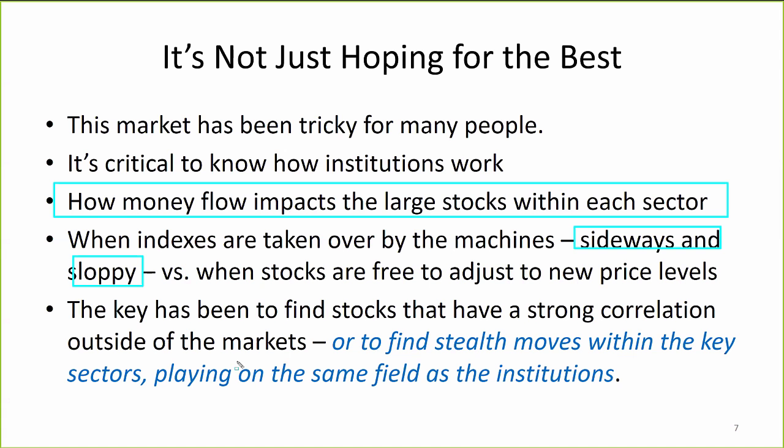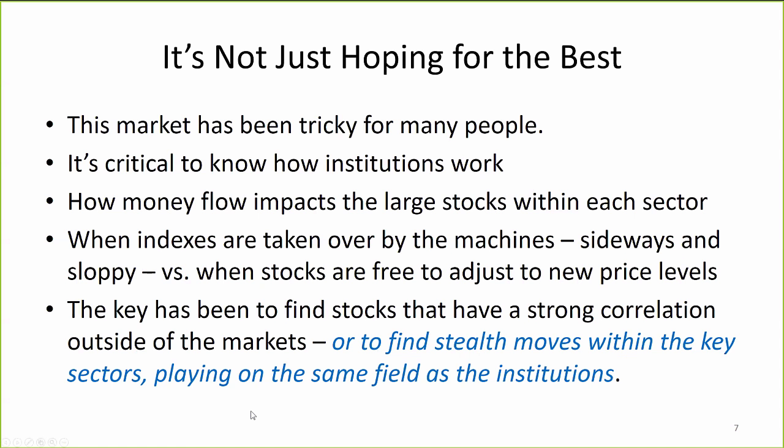So the key has been to find stocks that have a strong correlation outside of the markets. Okay, that's an example of CMG. We've seen it a couple times this year with Chipotle, with Tesla. For lack of a better term, it's kind of like a honey badger type stock, or to find stealth moves within the key sectors playing on the same field as the institutions. Okay, and we just want to know how to do that and why.